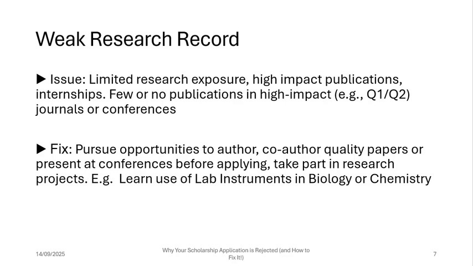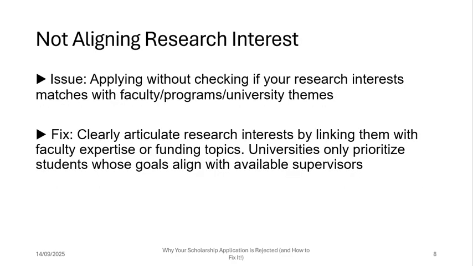Next rejection reason is that your alignment is not right with the research interest of the professor or the university in that specific department where you are applying for the scholarship. So you need to carefully check that the program you are applying to is relevant to your area of interest, and also that there are professors or faculty available who can supervise you in that university if you are able to secure the scholarship.